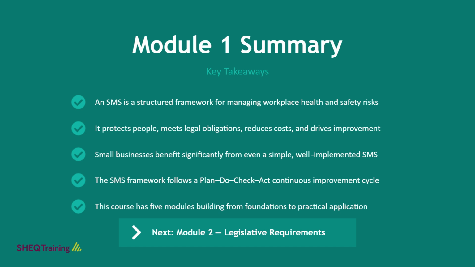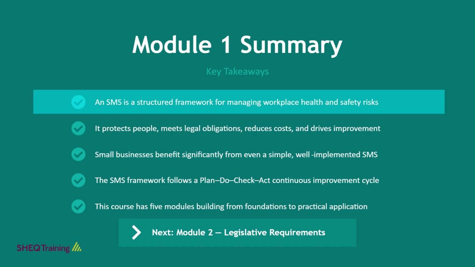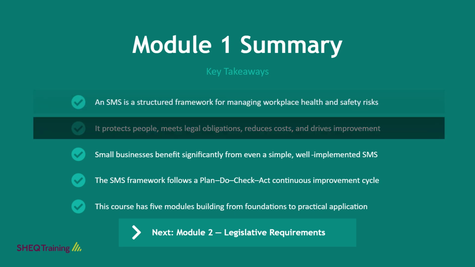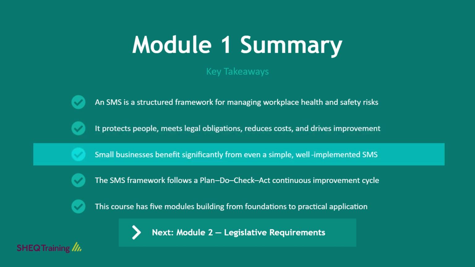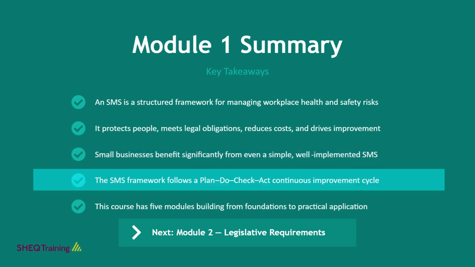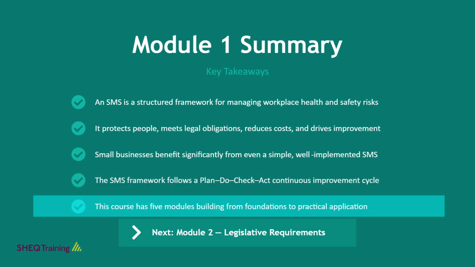Let's recap what we've covered in this introductory module. An SMS is a structured framework for managing workplace health and safety risks systematically. It serves 4 key purposes: protecting people, meeting legal obligations, reducing costs, and driving continuous improvement. Small businesses benefit significantly. Even a simple SMS delivers real value. The framework follows a plan, do, check, act cycle that gets stronger with each iteration. And the full course has 5 modules that build progressively from these foundations to practical application.